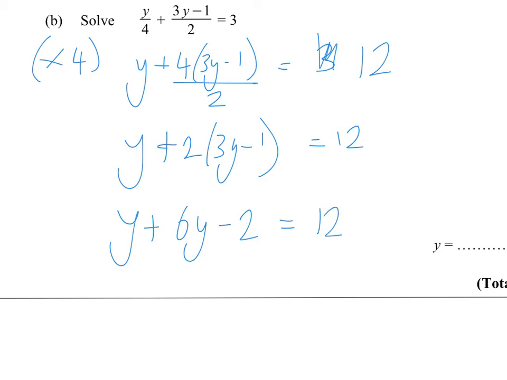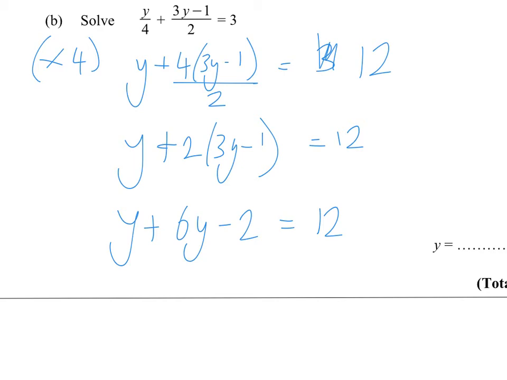Okay, so let's just show you what I've done so far. I got rid of the divide by 4 by timesing everything by 4. So that gives me y plus 4 lots of 3y minus 1 all over 2 still equals 3 times 4, which is 12. That's where I made a quick mistake then. Can simplify the 4 and the 2. 4 and 2 cancel down to just a 2. And I've expanded that bracket to give me that. So y plus 6y minus 2 equals 12.